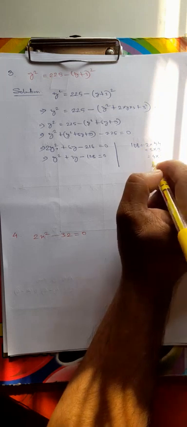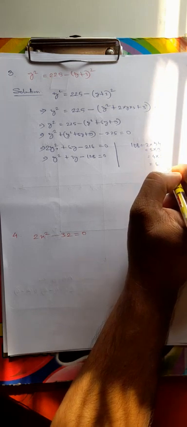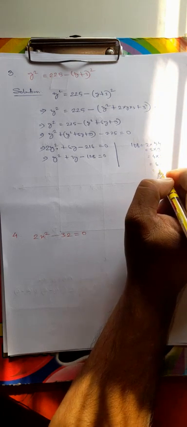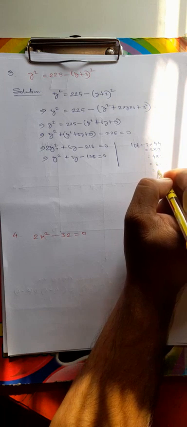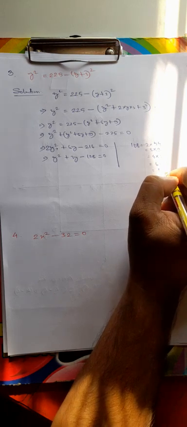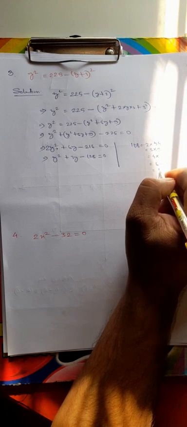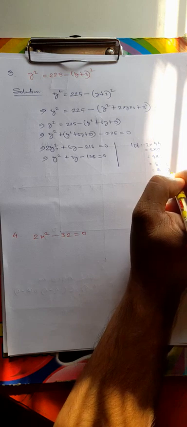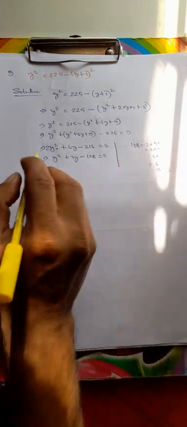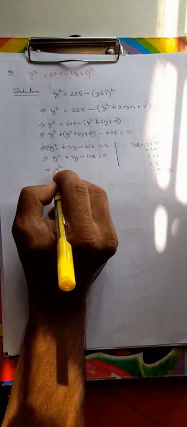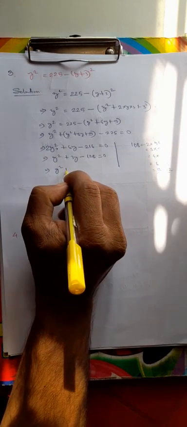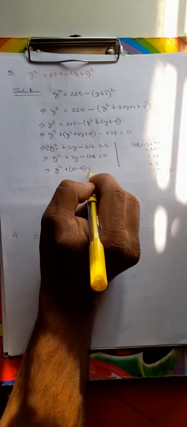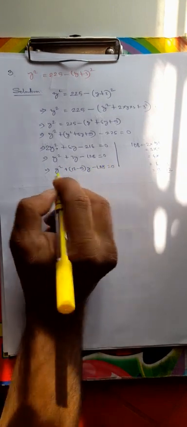4 7 is 28, 6 into 18, 8 into 8 1 is 8, it is not divisible by 8, 9 into 12, 9 1 is 9, 9 2 is 18. Now see 12 minus 9 equal to 3. So this becomes y square plus 12 minus 9y minus 108 equal to 0.